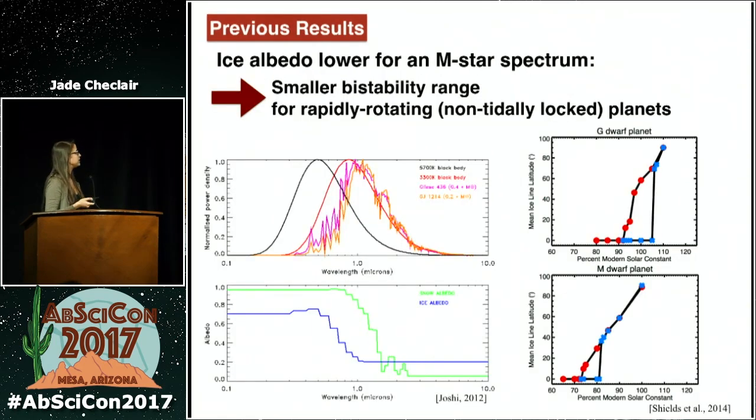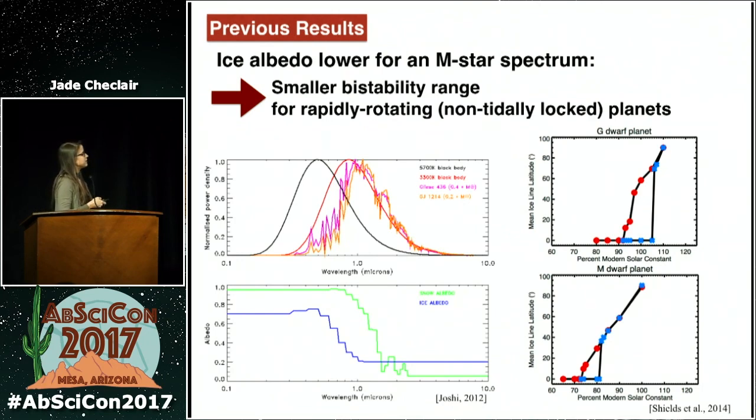Now, there's already been some work done on the subject. First, let's look here at those two plots by Joshi in 2012. The top panel shows that the peak of the stellar spectrum of an M star is at a higher wavelength than that of a G star. Because of this, the ice albedo of a planet orbiting those M stars will be much lower. So the nonlinearity of the ice albedo effect will be reduced, and we can imagine that a planet orbiting an M star might have a more difficult time going through a snowball bifurcation because of that.